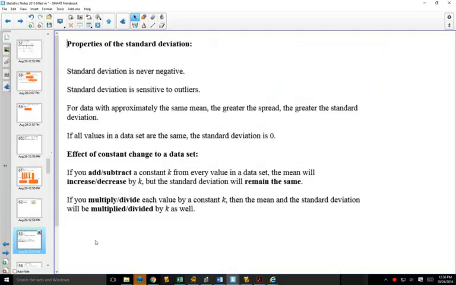Some properties of standard deviation. Because we're adding up those squares, your standard deviation is never negative. If you have an outlier in your data, it can really, really, really affect your standard deviation. So that's why sometimes outliers are not considered part of the data. So the bigger things are spread out, the bigger your standard deviation. And if all the values are the same and there's no variance in your data, all your scores were 50, then the standard deviation would be 0.